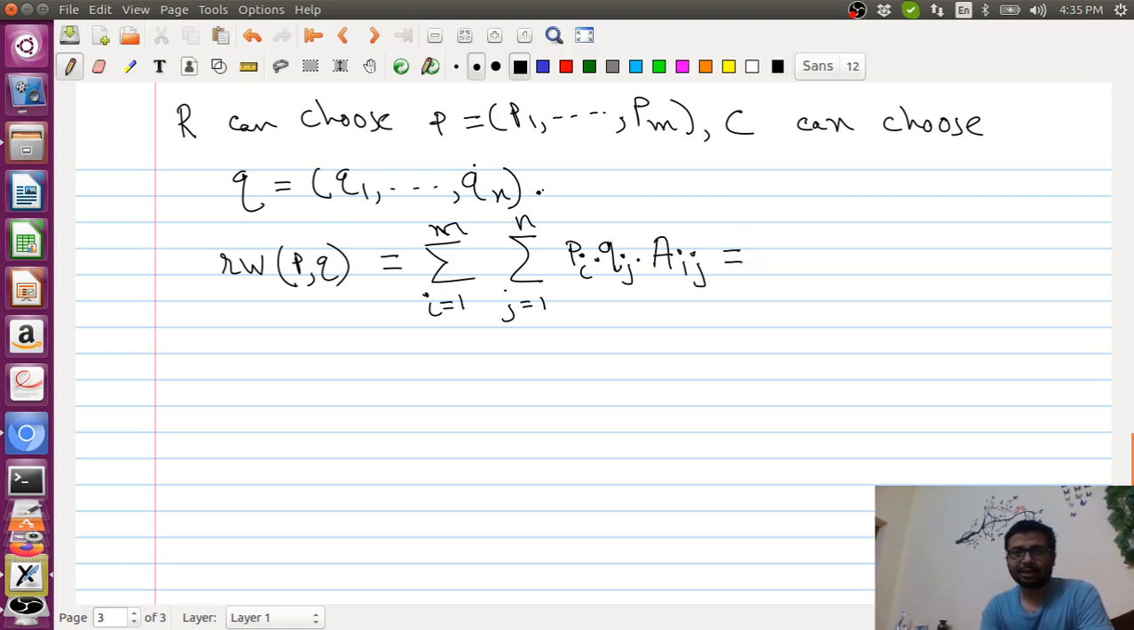And if you think of P and Q as column vectors, so by vectors, let's say that we always mean column vectors, and capital T is the transpose operation, we have P transpose times A times Q. In matrix notation, the same thing.